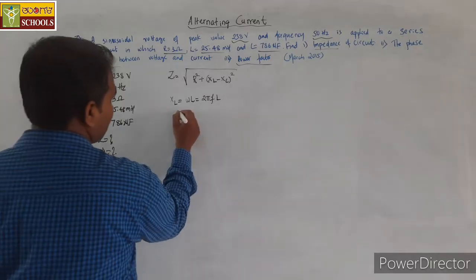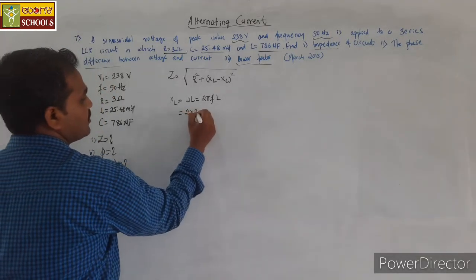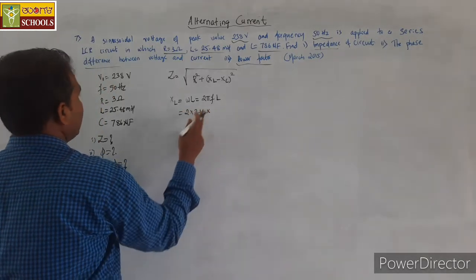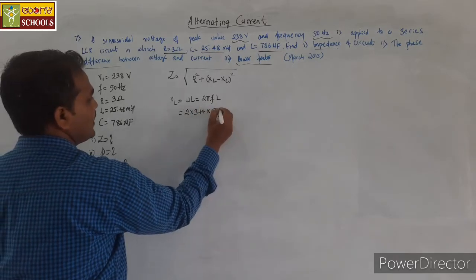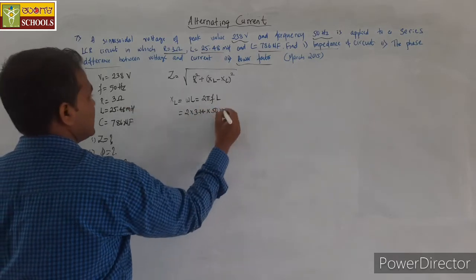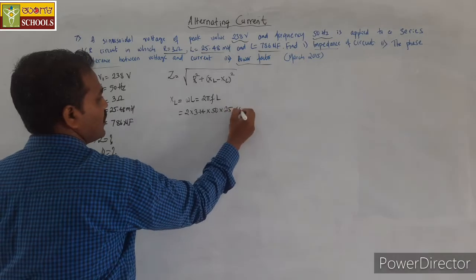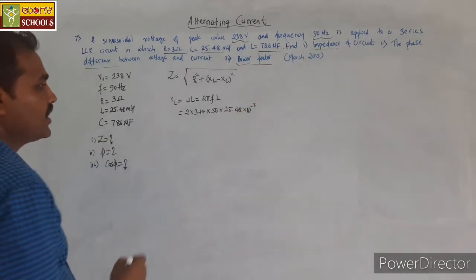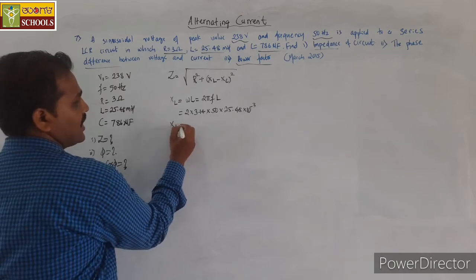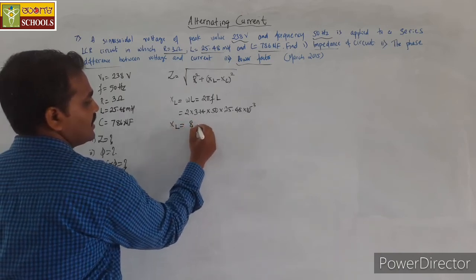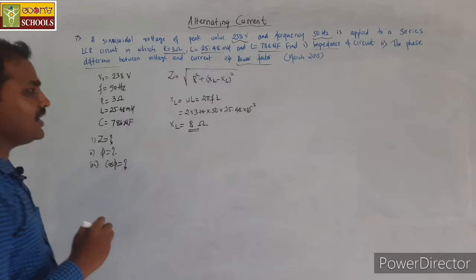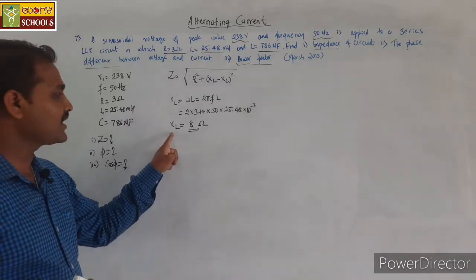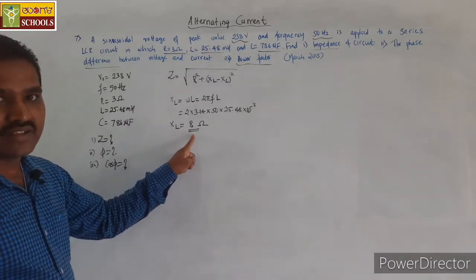Substituting the values, I get XL = 2 × 3.14 × f, where f is 50, and the inductance is 25.48 × 10^-3. Simplifying this, I get the value of XL as nearly equal to 8 ohms. The inductive reactance is obtained to be 8 ohms.